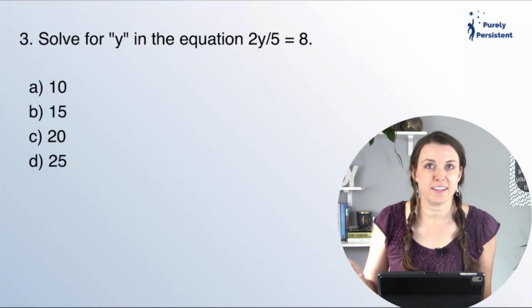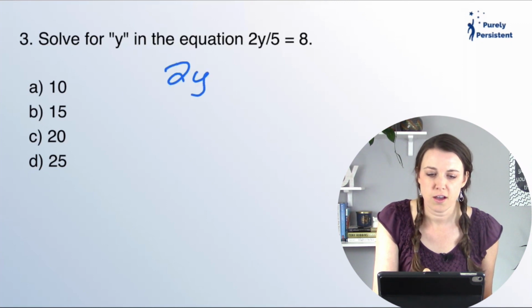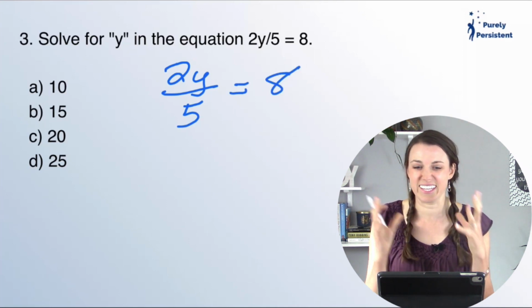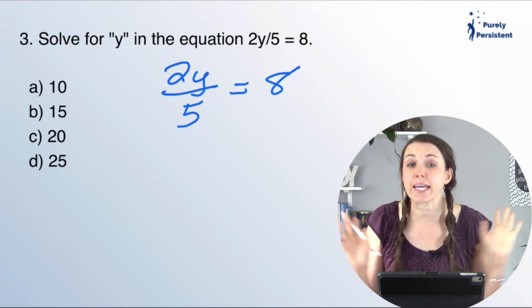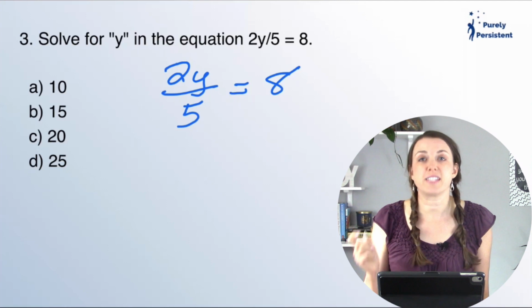Solve for y in this equation. So I need to figure out how to use my program that I created this in to make math problems look a little bit correct. So I'm rewriting it. Okay, so I have 2y divided by 5 equals 8.